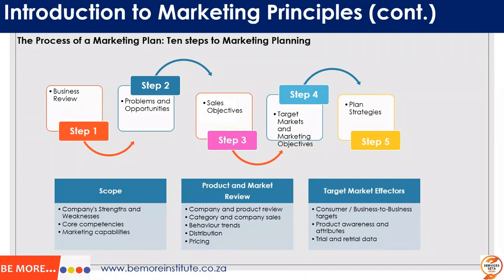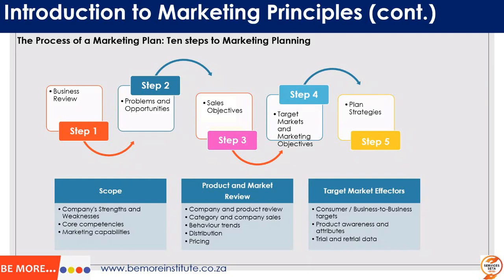There are 10 steps to a marketing plan. The first one is business review. The second one is problems and opportunities. Those two are referred to as the background to the marketing plan. The third one is the sales objectives. The fourth is target markets and marketing objectives. The fifth one is plan strategies.